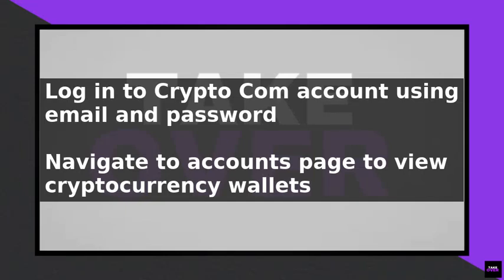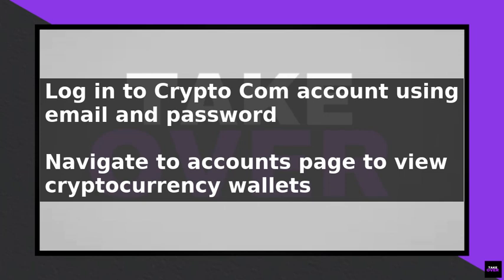Transferring cryptocurrency from crypto.com is a straightforward process that requires some basic knowledge of cryptocurrency transactions. To begin, you need to have a crypto.com account and some cryptocurrency in your wallet. First, log into your crypto.com account using your email and password. Once you are logged in, navigate to the Accounts page where you can view all your cryptocurrency wallets.